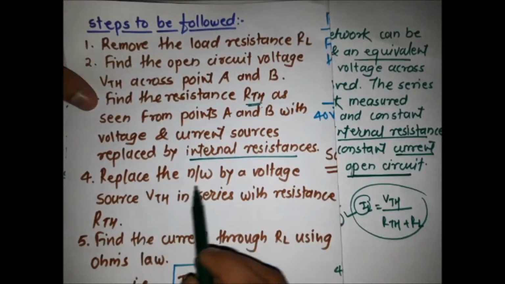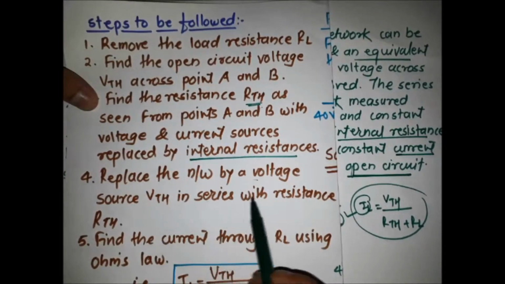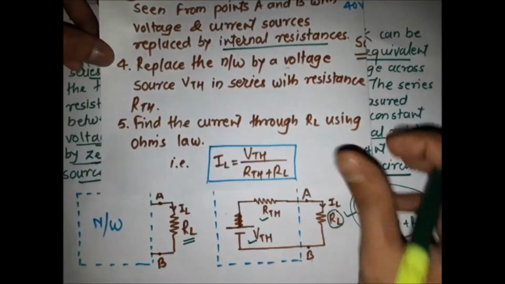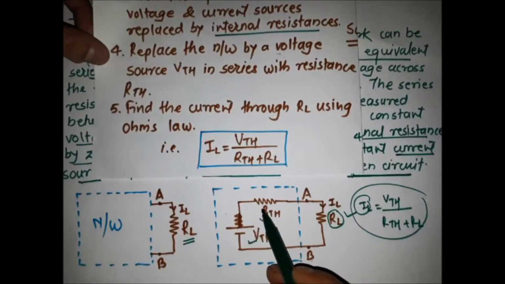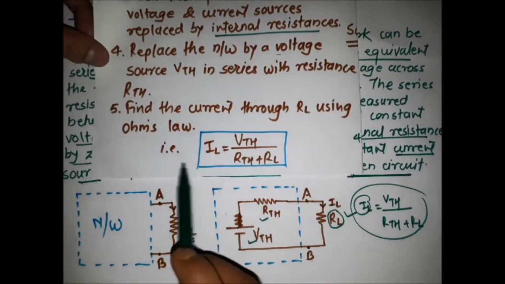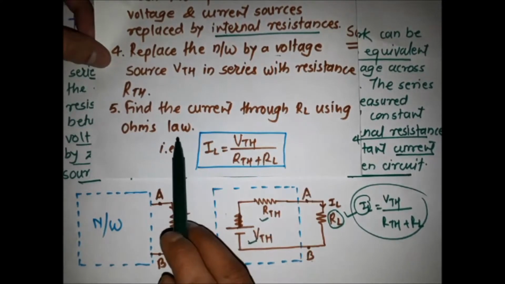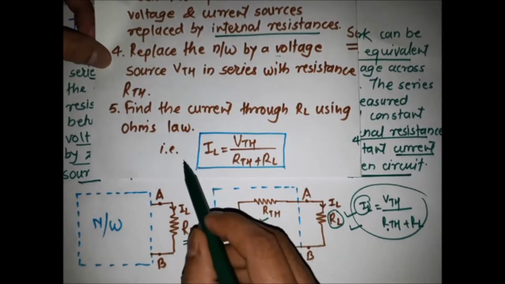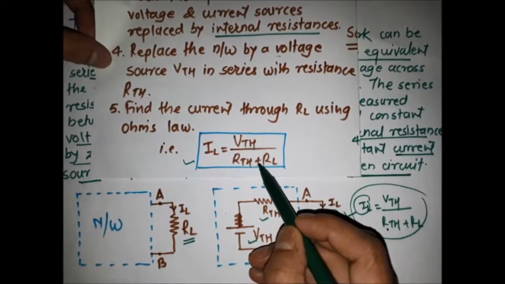The next step is to replace the network by a voltage source VTH in series with the resistance RTH. As you have seen in the introduction, we place the VTH and the RTH in series with the load resistance. Then the last step is to find the current through the RL using Ohm's law. So for finding the current through the load resistance, we use this formula: IL is equal to VTH upon RTH plus RL.